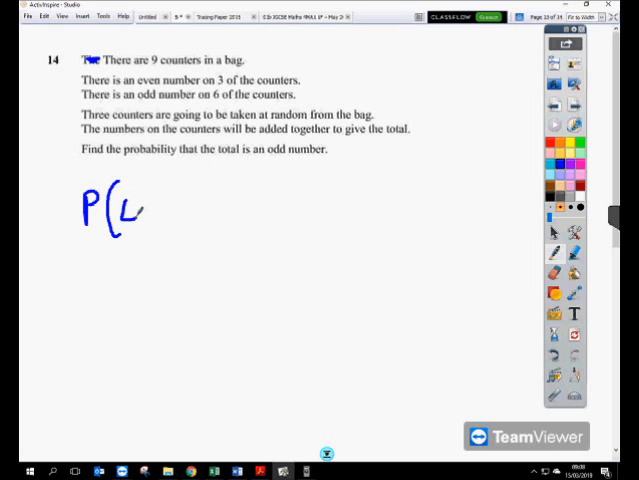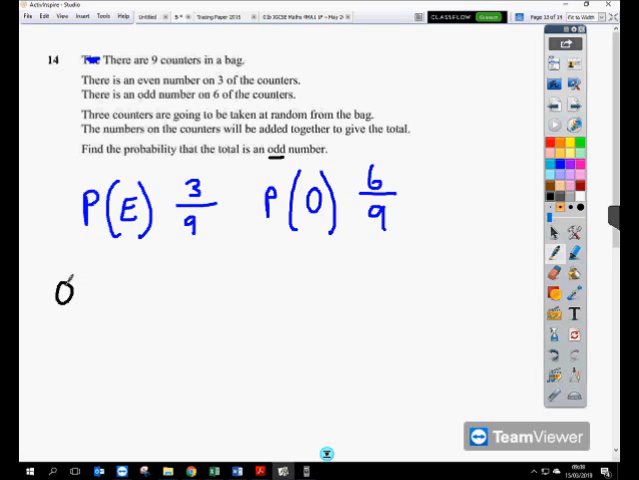So first of all, the probability of even is 3 even counters out of 9 in the bag, and the probability of odd must be 6 over 9. Now, I'm not going to draw a tree diagram for this, but I am going to think about the different options that would add together to give an odd number. So let's think about this. If you have an odd, add an odd, add an odd, you end up with an odd number.